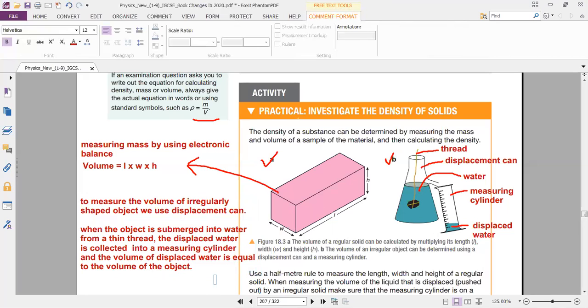So we can measure the volume of any irregular shaped object this way. Then we measure the mass using electronic balance, and we use the equation density equals mass by volume, so we can find out the density of any object.